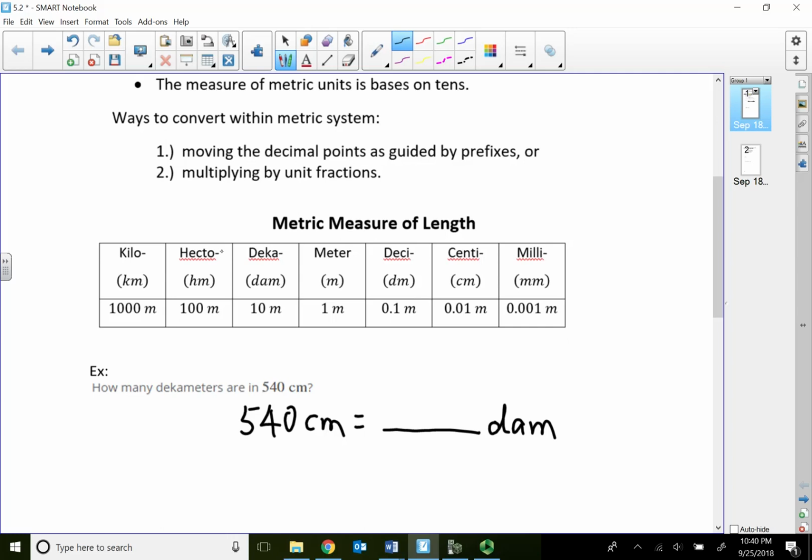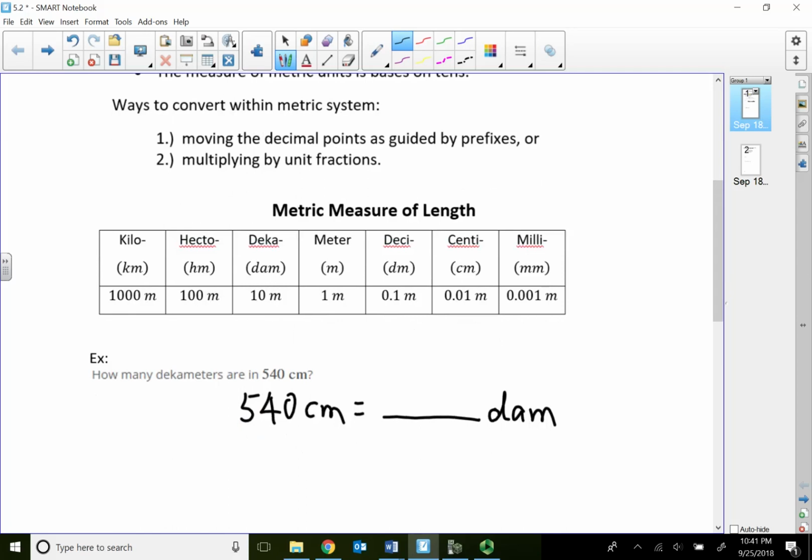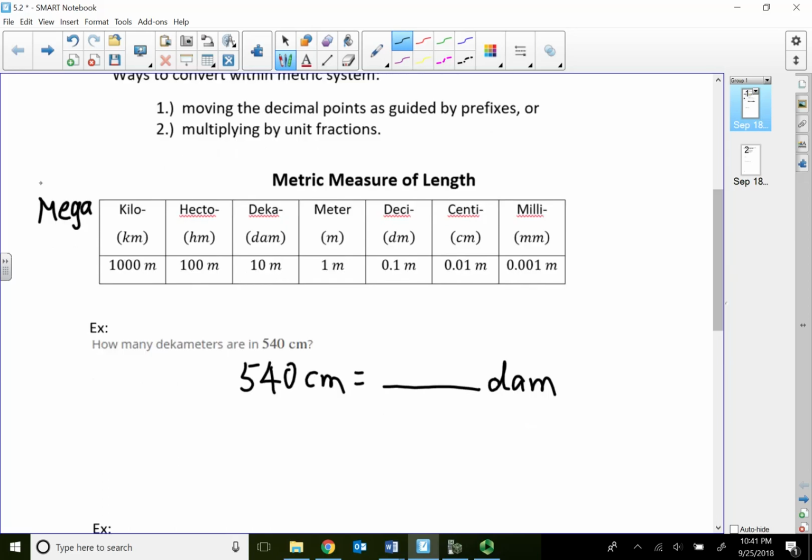So kilo, hecto, deca are 1,000, 100, and 10. The base unit 1 is meter, then we go to deci, centi, milli. There are units smaller than milli and bigger than kilo, of course; we just don't talk about them in this particular section. Things like mega. The next bigger one is called mega. Mega is a million, like the Mega Millions lottery. After mega would be giga. Giga is a billion, like gigabytes. Computers have gigabytes. So those are also metric.